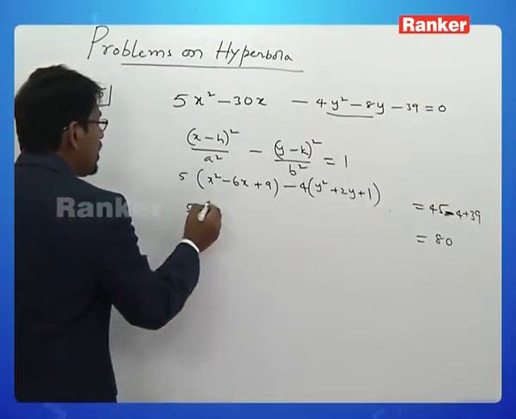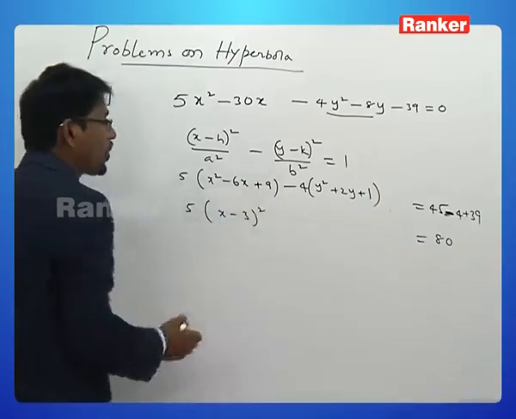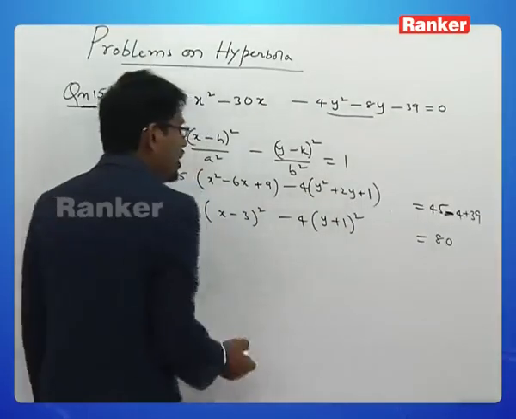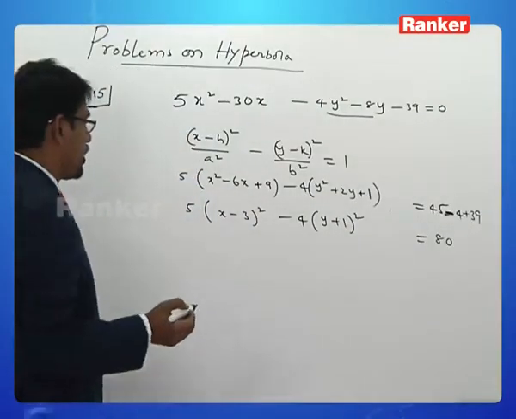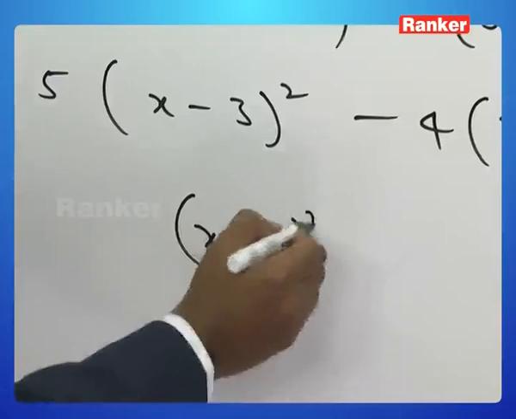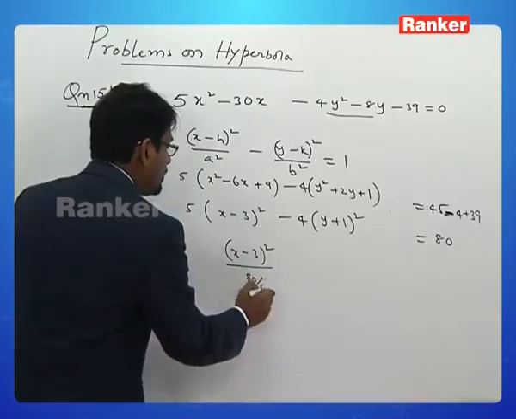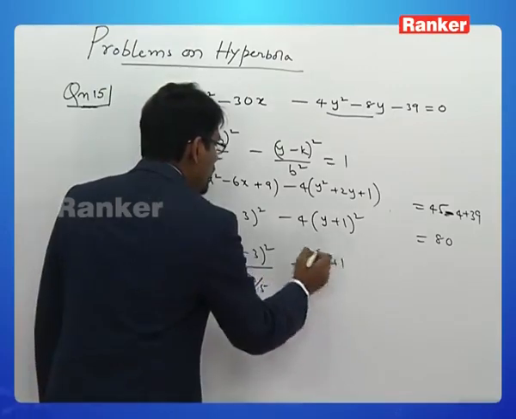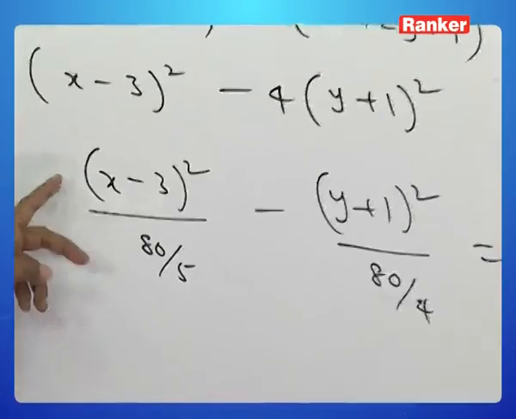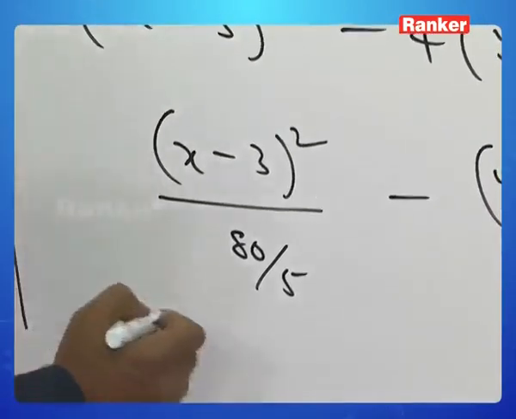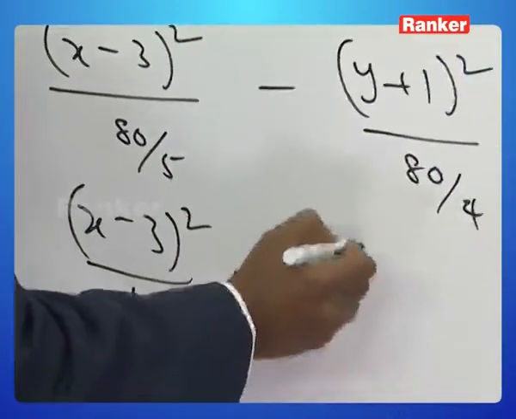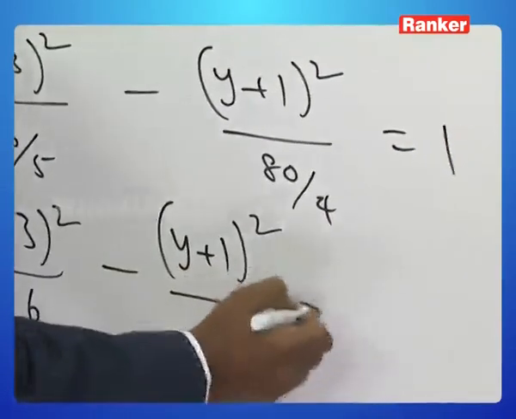So what we have is 5 into (x minus 3) the whole square minus 4 into (y plus 1) the whole square is equal to 80. So now it is in the form of (x minus 3) whole square by 80 by 5 minus (y plus 1) whole square by 80 by 4 is equal to 1. So we have this equation transformed this way: (x minus 3) whole square by 16 minus (y plus 1) whole square by 20 is equal to 1.